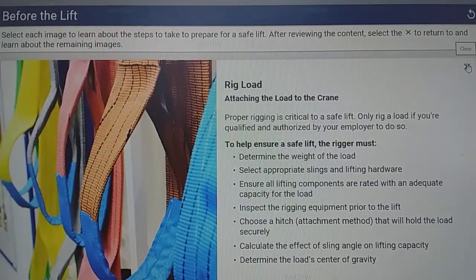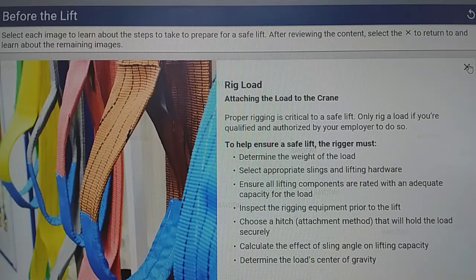Proper rigging is critical to a safe lift. Only perform this task if you're qualified and authorized by your employer to do so. To help ensure a safe lift, the rigger must determine the weight of the load, select appropriate slings and lifting hardware, ensure all lifting components are rated with an adequate capacity for the load, inspect the rigging equipment prior to the lift, choose a hitch attachment method that will hold the load securely, calculate the effect of sling angle on lifting capacity, and figure out the load's center of gravity.